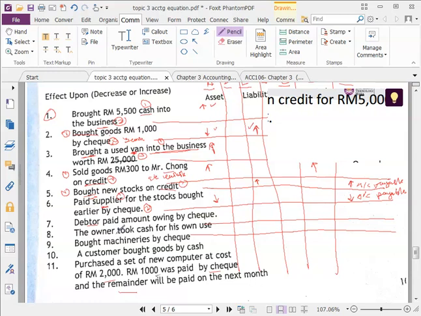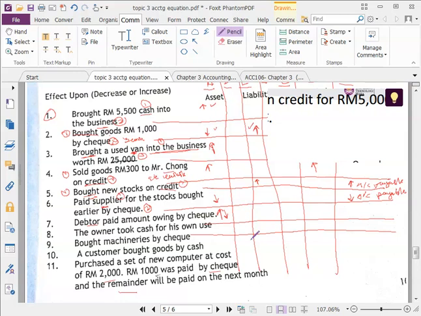Okay, remember that. So next, debtor paid amount owing by check. Okay, account receivable paid amount owing by check. So effect dia kepada bank kita bertambah. So account receivable kita berkurang. Asset juga. Okay, number 8, the owner took cash for his own use. The owner took cash for his own use. Okay, this is what element? Effect what element?